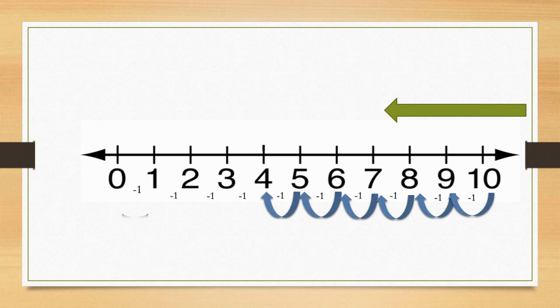Take away 1 from 4, you get 3. Take away 1 from 3, you get 2. Take away 1 from 2, you get 1. Take away 1 from 1, you get 0. Now all of you understood how we take away 1, going from the bigger to the smaller number. Counting backward means take away.